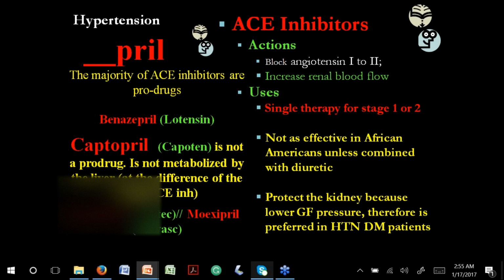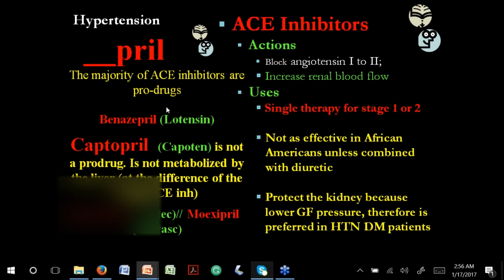All right, so let's start with the ACE inhibitors. ACE inhibitors have the suffix -pril. The super favorite for NCLEX is captopril, or Capoten. And mostly all these medications, we have benazepril, enalapril, etc.